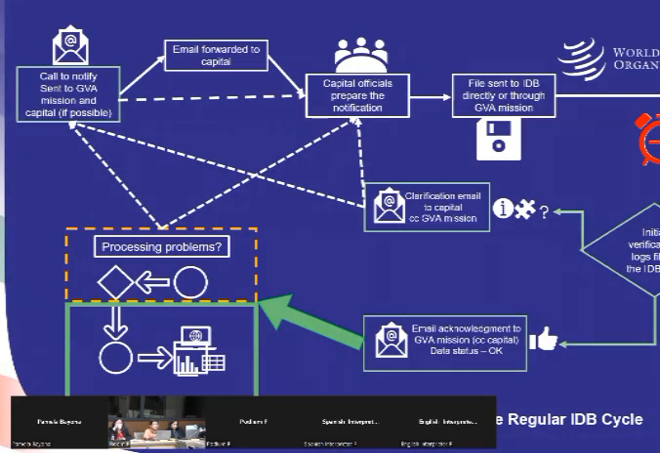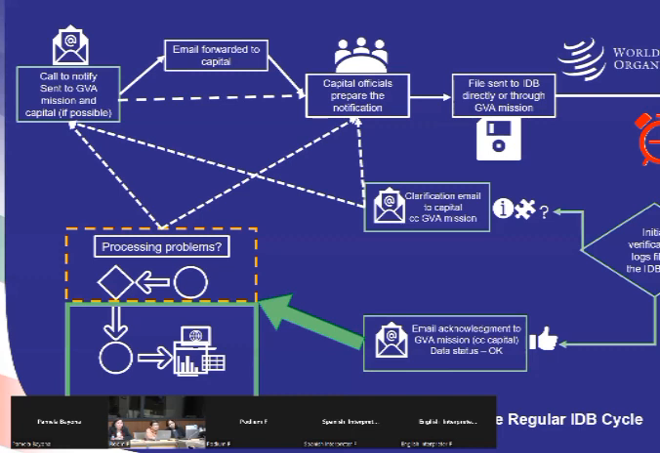So this is actually the IDB cycle of data notification. At least twice a year, we send out an email to the Geneva mission, and to the capital if we already have the email address of our contact persons there, to remind them to submit either the imports or the tariffs. So around January, we send out a call to notify for tariffs. And around August or September, we send out another email, the call to notify, this time for imports.